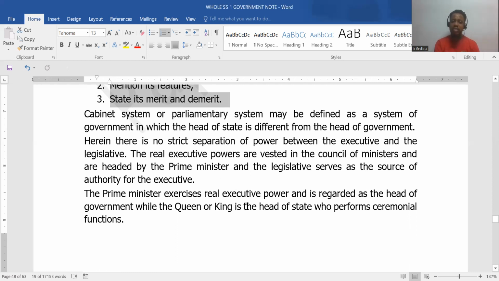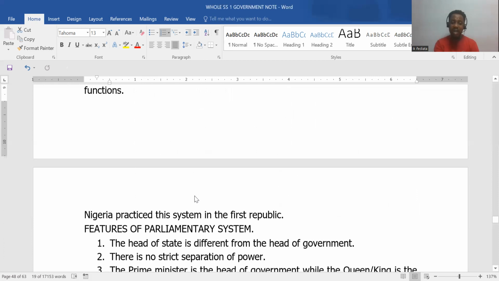So the prime minister exercises real executive power and is regarded as the head of government, while the queen or king is the head of state and performs ceremonial functions. So most countries that settle for this parliamentary system maybe used to have monarchs in the past. So when they shifted to a democratic system of government, maybe because of the love the people had for their monarchy system, for their kings and queens, they decided to leave those heritage, their custom, the heritage of their culture, leave the kings and queens with just ceremonial function, while the government that oversees their day-to-day affairs is run by an elected prime minister. That's what I think countries like Britain, Italy, Spain, and the rest did.